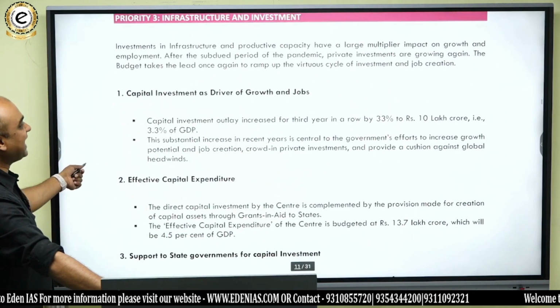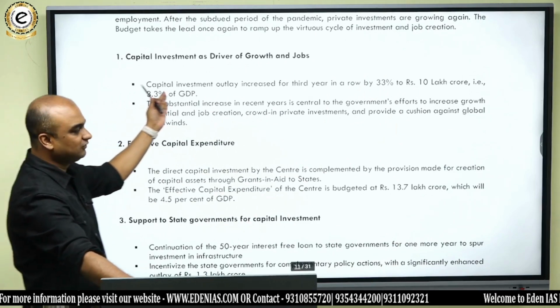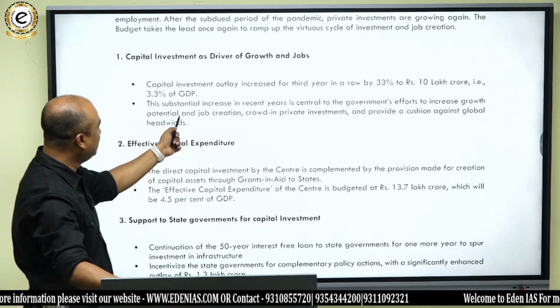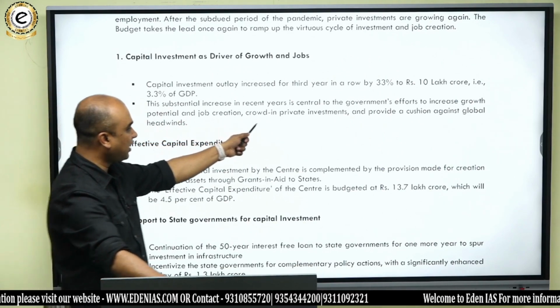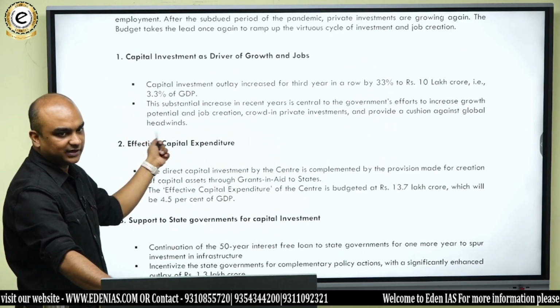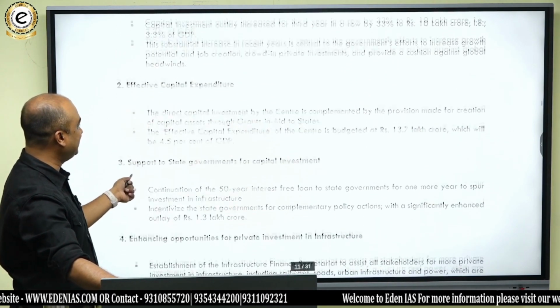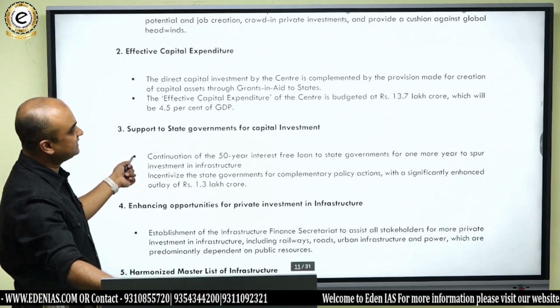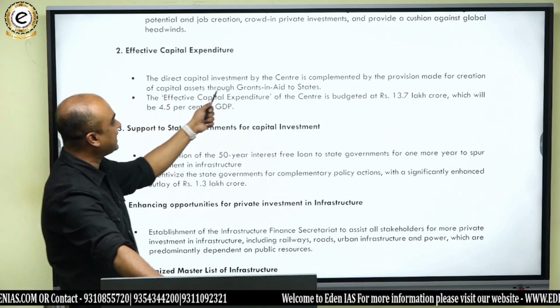Now look here, capital investments as driver of growth and jobs. तो इसमें कुछ वही सब दिया हुआ है कितने परसेंट होने वाला है, बट ये देखो ये इंपॉर्टेंट है. इंक्रीज ग्रोथ पोटेंशियल, जॉब क्रिएशन, क्राउड इन प्राइवेट इन्वेस्टमेंट्स, प्रोवाइड अ कुशन अगेंस्ट ग्लोबल हेडविंड्स. ये हेडविंड पता है ना क्या होता है? एडवर्स इकोनॉमिक सिचुएशन. Effective capital expenditure, the direct capital investment by the center is complemented by provision made for creation of capital assets through grants in aid to states.